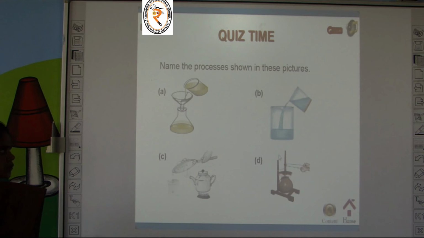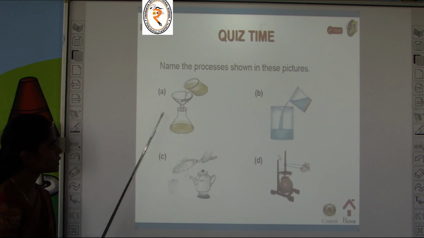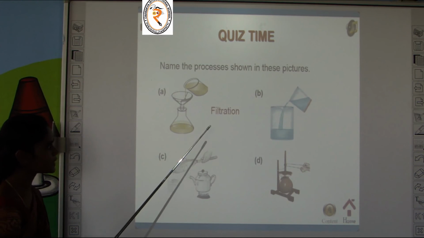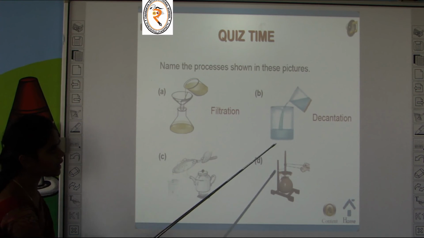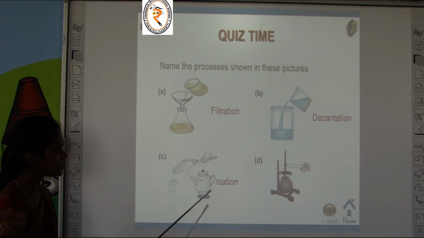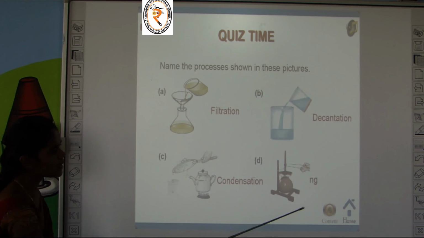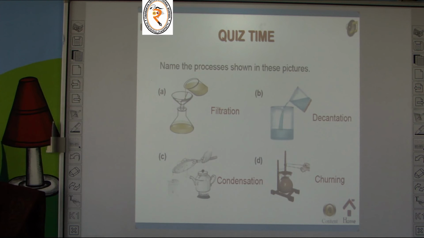It is a question to you, children. See, look at the picture. Name the processes shown in this picture. A, B, C, D. What is the process? This process is known as filtration. So here we can use filter paper to separate the liquids. And this one is decantation. Third one, condensation. Here the vapor is converted into liquid. And the last one is churning. So we can use these methods to separate the mixtures from solid from liquid. Okay. The next one.